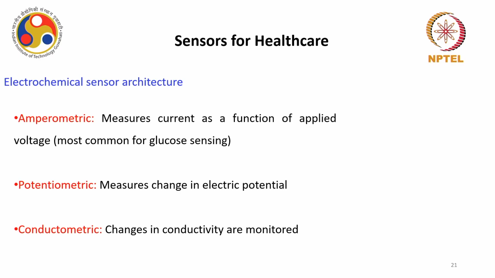All these generation devices can be based on different architectures. So, you have three different electrochemical sensor architectures. The first is amperometric, which is the basic building block of a glucose sensor. Most of the glucose sensors that you see around us are amperometric devices. This measures current as a function of applied voltage. You have potentiometric devices which measure change in the electrical potential, and then finally you have conductometric devices which measure the changes in the conductivity.